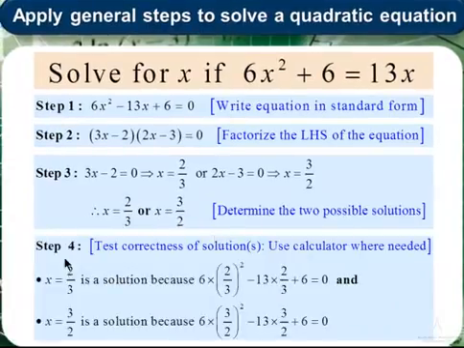Now, the final step would be to test the correctness of each possible solution. Here you can use your calculator or otherwise substitute each of the two values individually into the original equation and check separately whether they qualify as a root or a solution. In other words, whether the left hand side and the right hand side agree when we substitute these values independently.